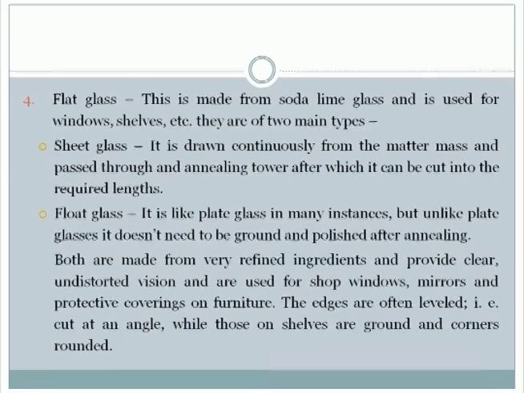The float glass. It is like plate glass in many instances, but unlike plate glass, it does not need to be ground and polished after annealing. Both are made from very fine ingredients and provide clear, undistorted vision and are used for shop windows, mirrors, and protective coverings on furniture. The edges are often beveled, that is, cut at an angle, while those on shelves are ground and corners rounded.